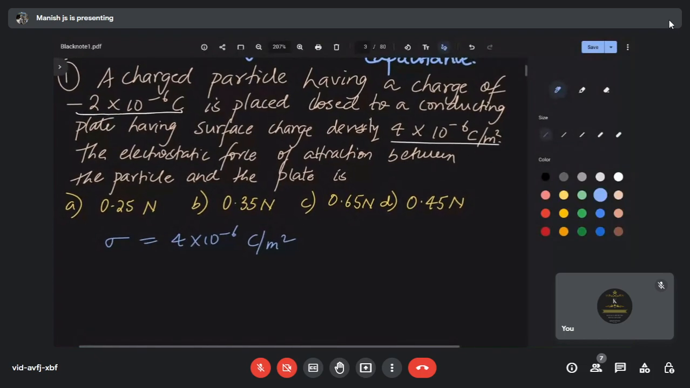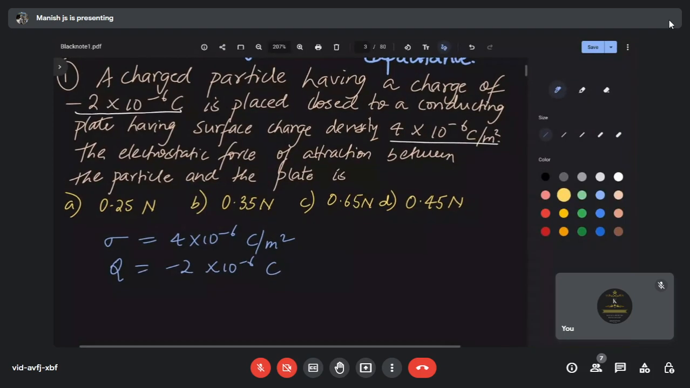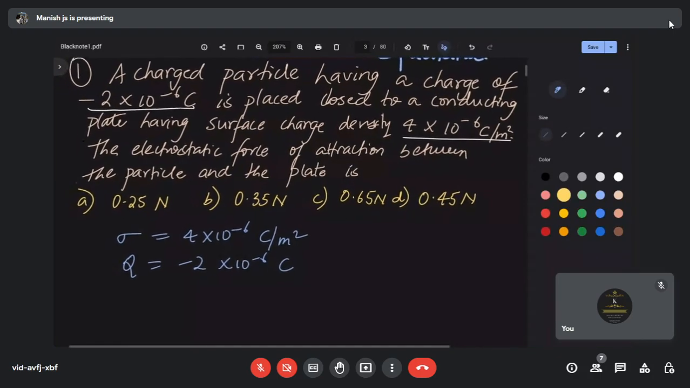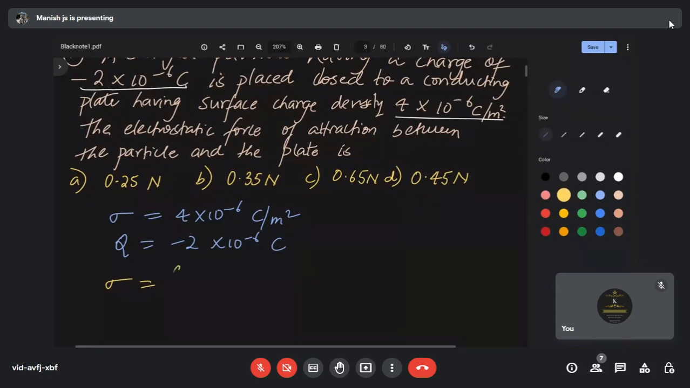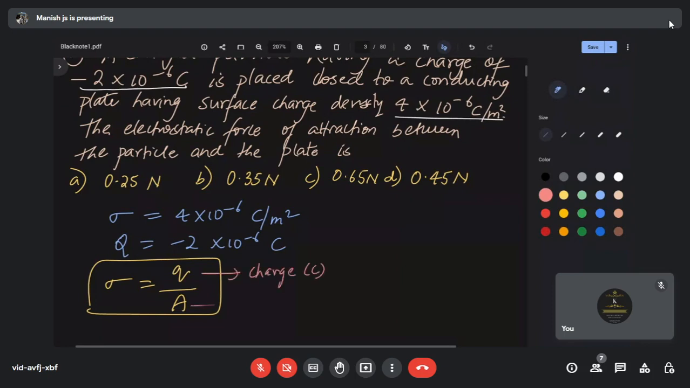And they have also given you the charge Q, -2 times 10 raised to -6. Check whether both are in appropriate SI standard units. So both of them are in proper units. So there is no need to convert anything, directly you can use. The formula for surface charge density, as you just said, is nothing but charge per unit area. It is defined as Q by A. So surface charge density is the ratio of charge in coulombs upon area in meter square. Yeah, this is the unit. So these are the quantities.